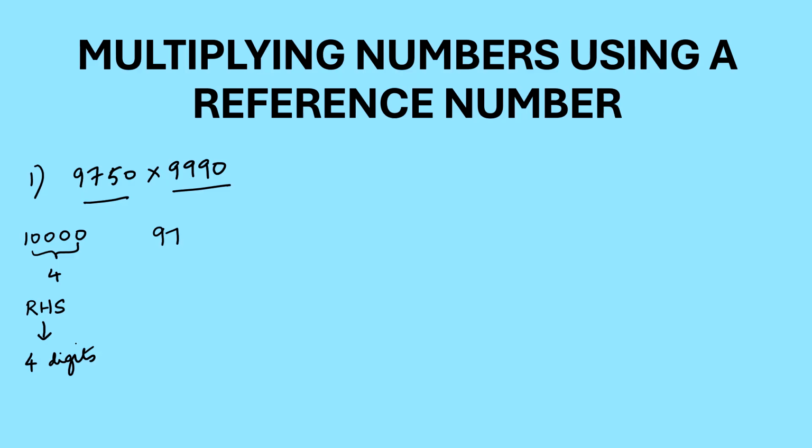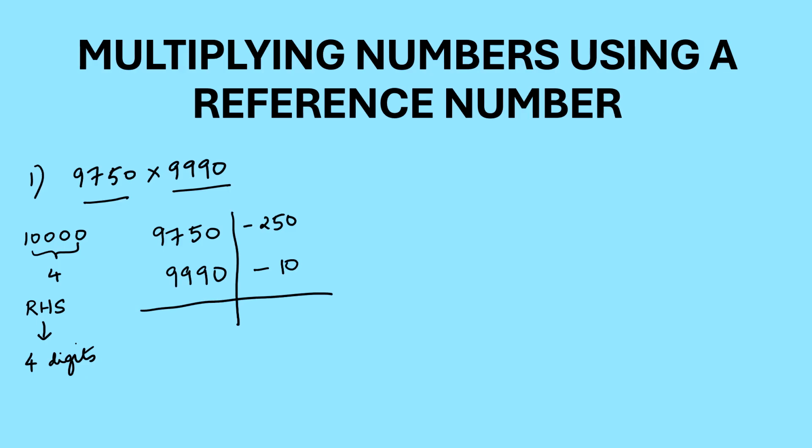First, we write down the numbers being multiplied one below the other. We know that 9750 is 250 less than our reference number, which is 10,000, so we write down minus 250 next to it. Here, the minus sign indicates that the number that we are multiplying is less than our reference number. Similarly, we know that 9990 is 10 less than our reference number.